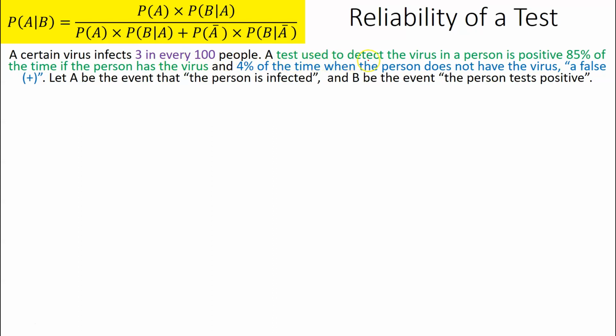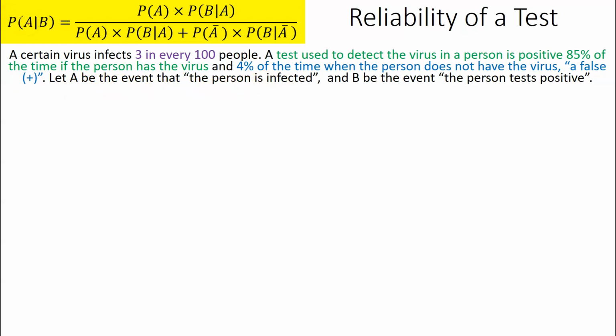A test is used to detect a virus, and a person is positive 85% of the time if the person has the virus. So notice it's not 100%. No test is 100%. Well, at least none that I know of. I shouldn't say that, but I'm going to say none that I know of. And 4% of the time when the person does not have the virus, that's our false positive right there. Let A be the event that the person is infected.